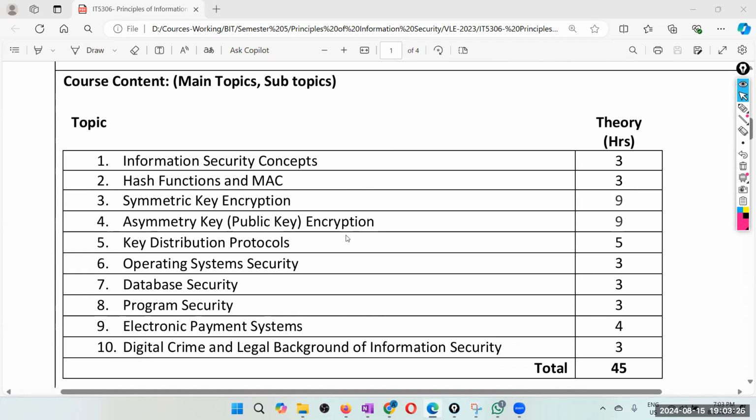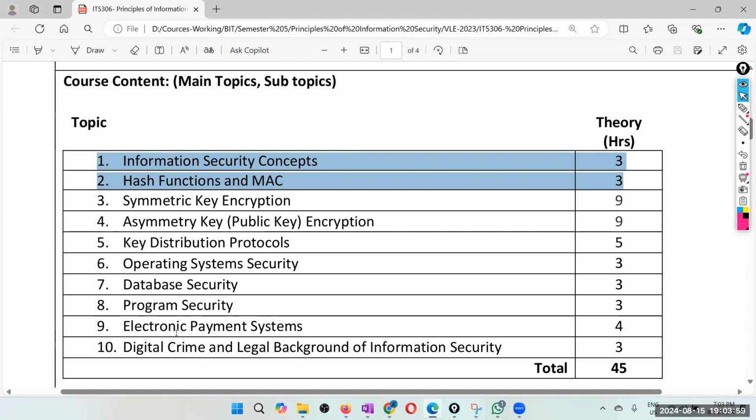So you have 10 topics. Information security concepts, hash functions, and MAC. Actually, we want to finish the first two today. Okay, because those are small topics. So then you have the symmetric key encryption, asymmetric key encryption, key distribution protocols, OS security, database security, program security, electronic payment systems, that is like your credit card payments and so on, how to secure. And finally, digital crimes and legal background of information security.